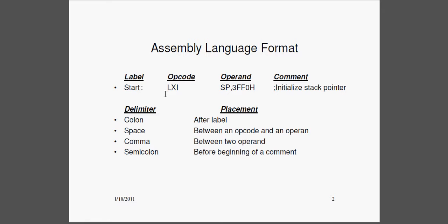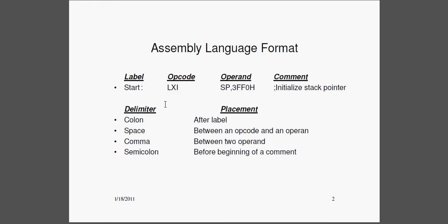The second item is the opcode, which represents the operation that you want to perform on that line. The operand involved is the third item, and the fourth item is the comment, where you can put any comment to explain the specific function of the line in the assembly language.